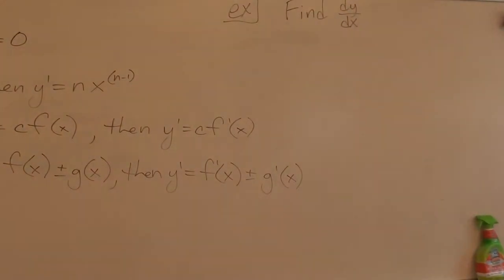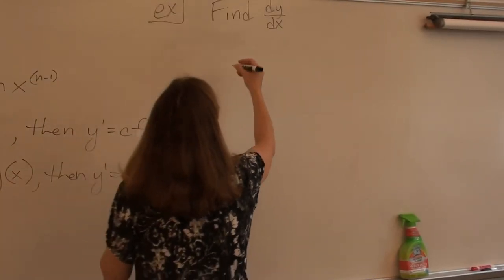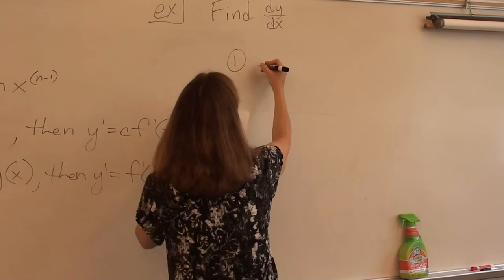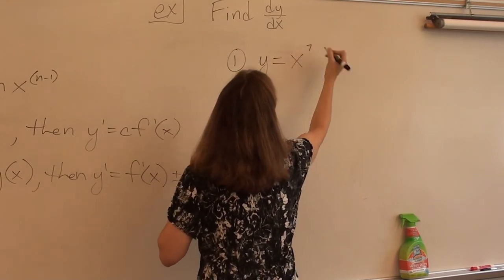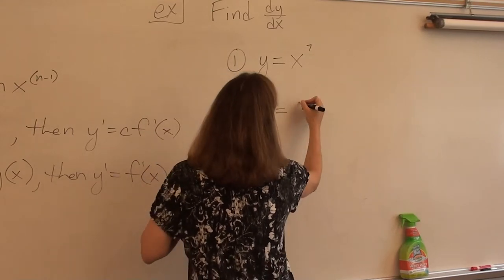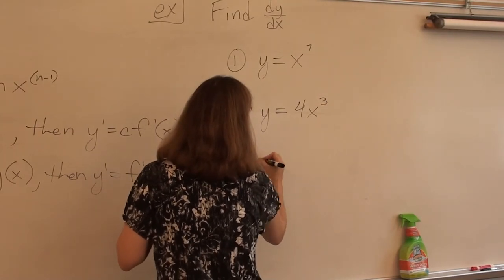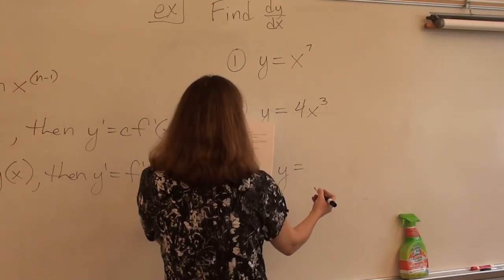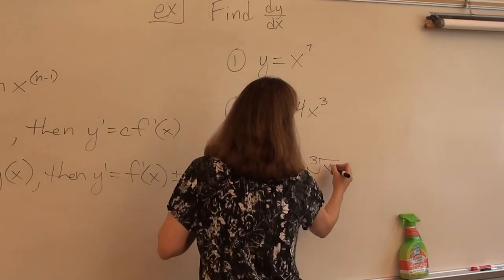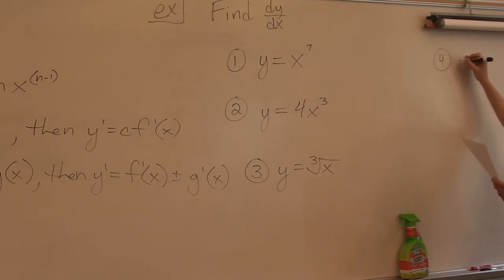Okay, find dy/dx. Number one, if y equals x to the 7th. Number two, y equals 4x to the 3rd. Number three, y equals the cube root of x. Number four, y equals 4 over x to the 5th.